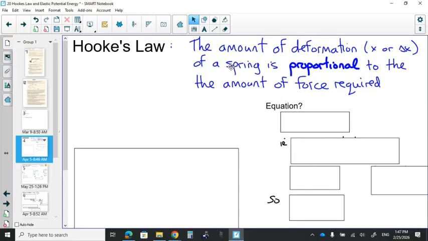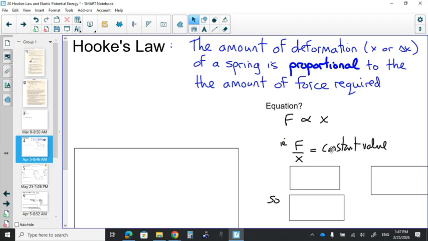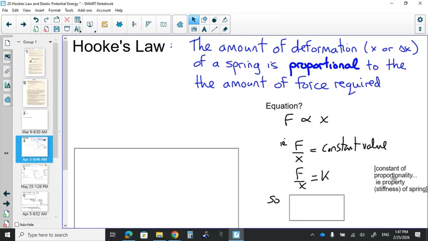It's about the amount of compression or deformation of a spring and what kind of force is required. And it turns out that it's proportional. So you think of a proportional situation. I'm going to show you this a couple of ways, but basically, if force is proportional to the amount of compression, and you divide both sides by x, you'd get a constant value. That's your proportionality constant, the k value.